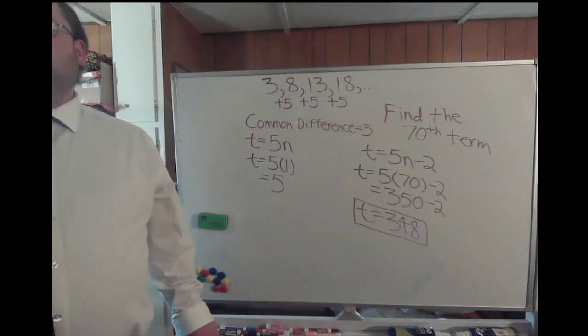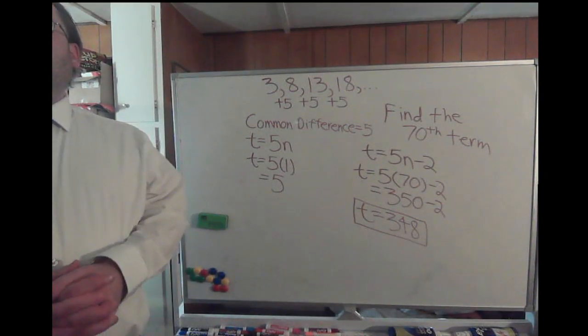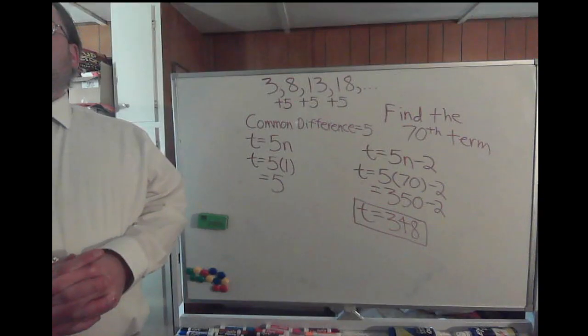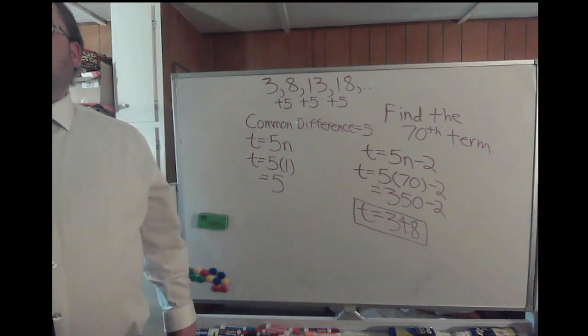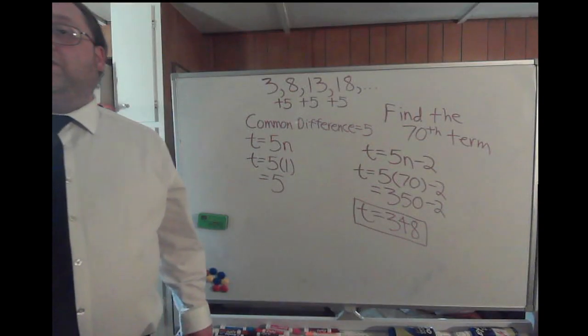But in the next lesson, we're going to be using formulas such as the distance formula, d equals rt, and then we'll be finding areas of rectangles and squares. And then we'll actually figure out missing values using those formulas. We'll do a little bit of algebra with them.